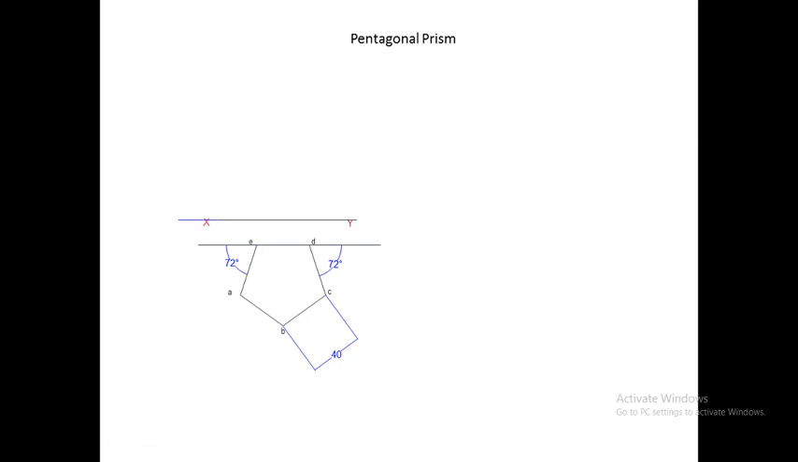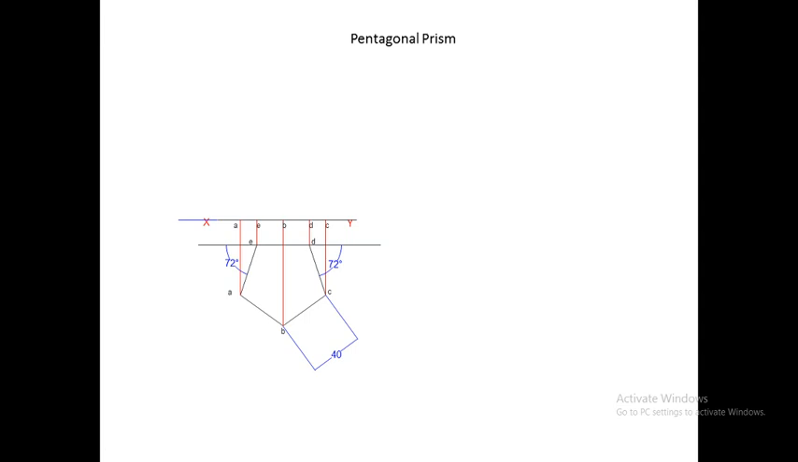Now you can see that the side DE is parallel to XY line. In the question it was given that one of the sides of the base of the prism is parallel to XY line. So while drawing the pentagon, we have drawn the pentagon in such a way that one of its sides, that is D to E, is parallel to XY line. Now we will project the points A, B, C, D and E on the XY line one by one. So we have projected all the points on the XY line.